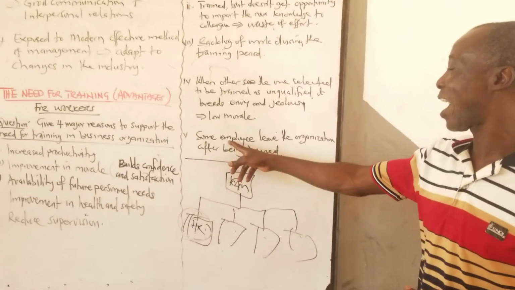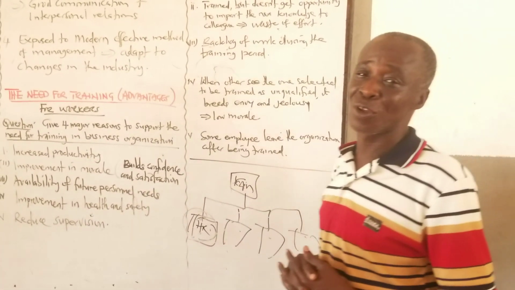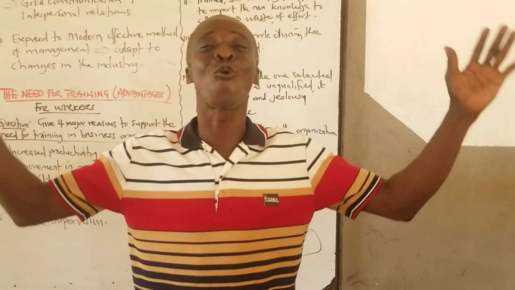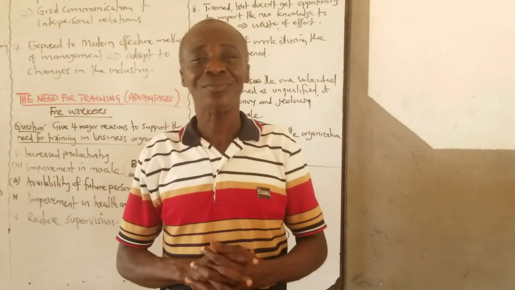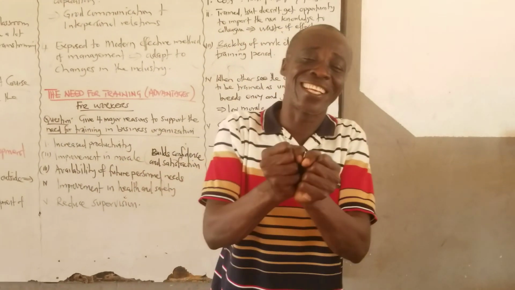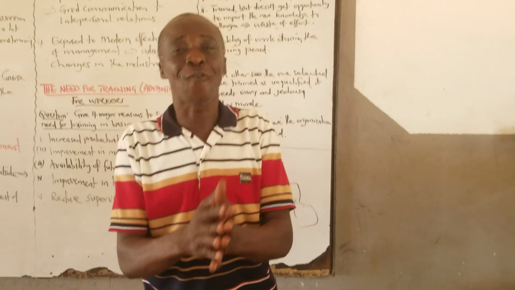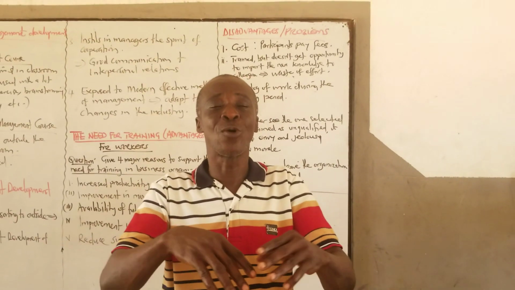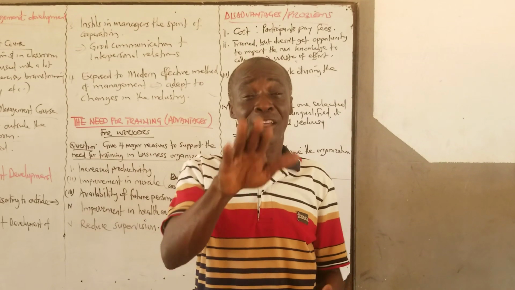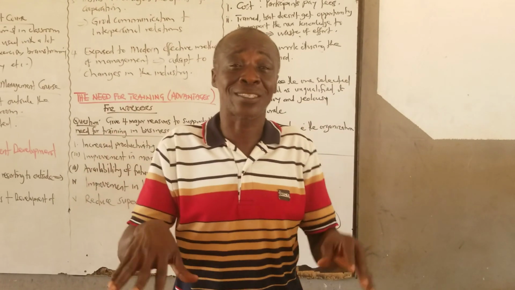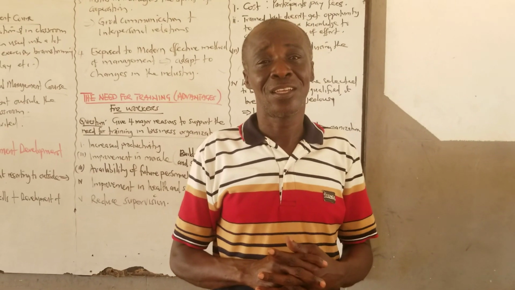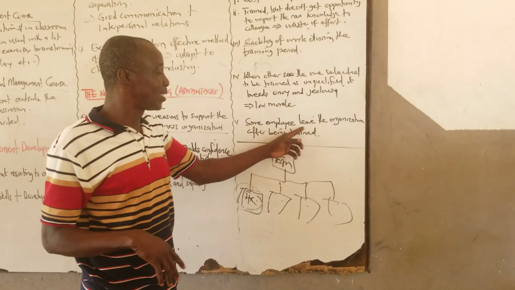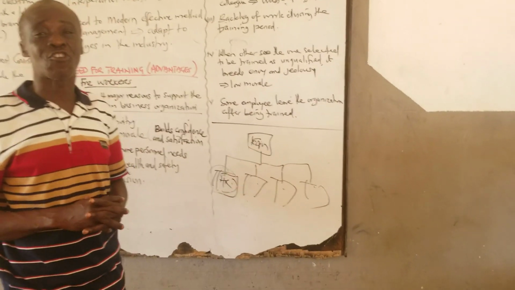The last point, very simple, straightforward, which is very important, is that at times when you have spent so much to train somebody, when the person has acquired the necessary skills, before the time comes for you to use the person in the organization, he or she leaves the organization because now he thinks that he has acquired skills and can get better jobs elsewhere. That means you have wasted your money on that one. So some employees leave the organization after being trained.